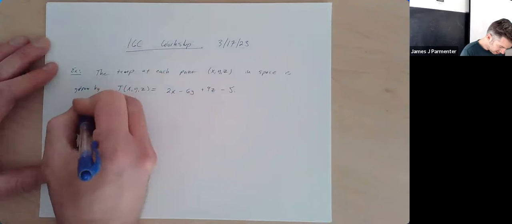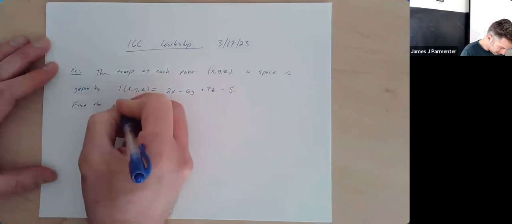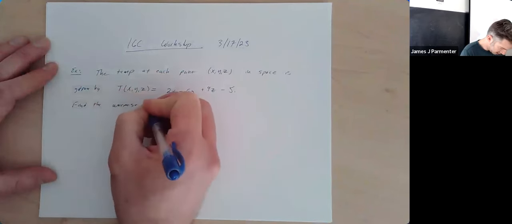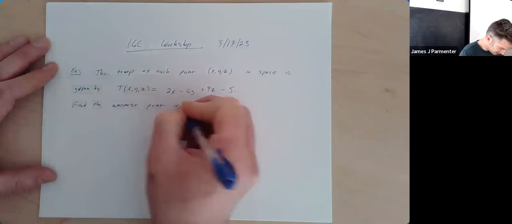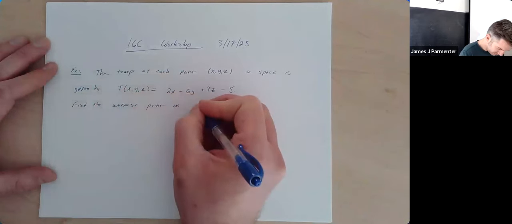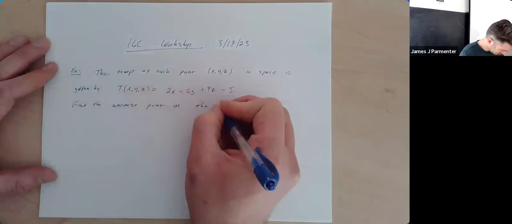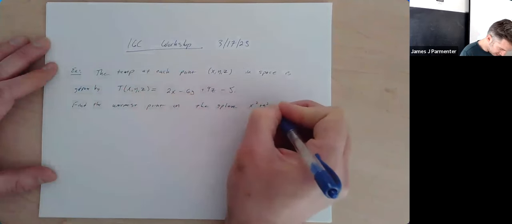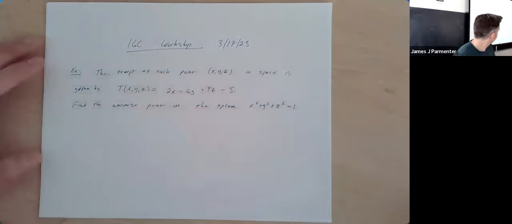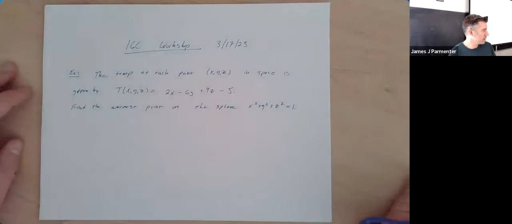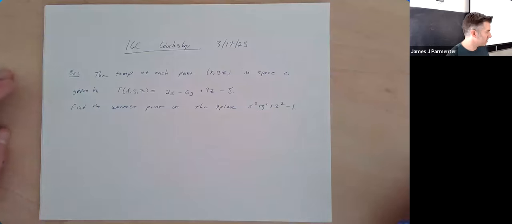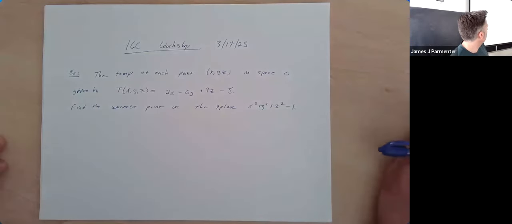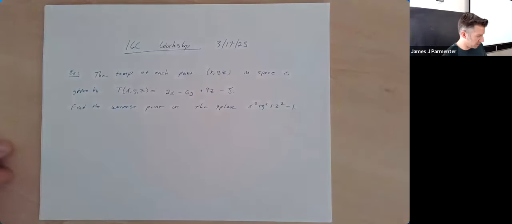Find the warmest point on the sphere x squared plus y squared plus z squared equal to 1. And we're going to use Lagrange multipliers. Although you could, no, it would be a mistake to do this a different way.